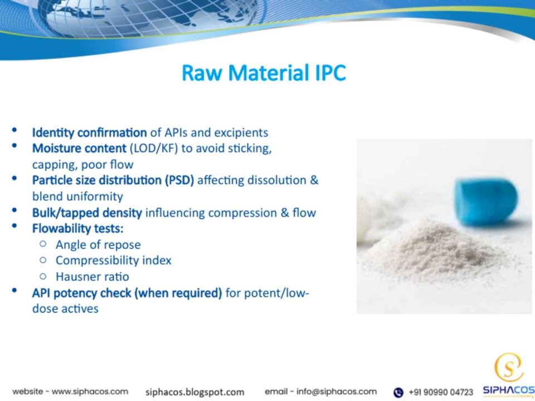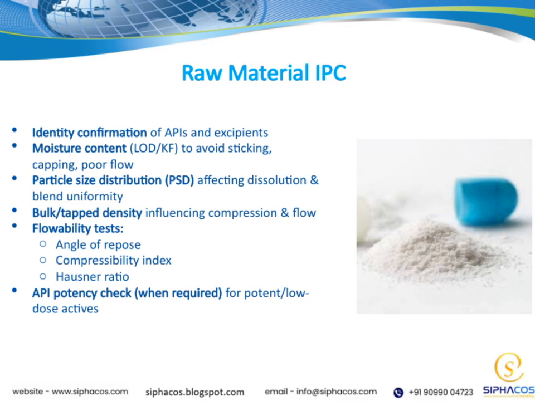Flowability tests are vital, and some common ones include measuring the angle of repose, which tells us how freely the powder flows, the compressibility index, which indicates how much a material compacts under pressure, and the Hausner ratio, which compares bulk and tapped density to assess flow. For potent or low-dose APIs, we often need to perform an API potency check to verify that the active ingredient level is within specifications, ensuring dosage accuracy and safety.